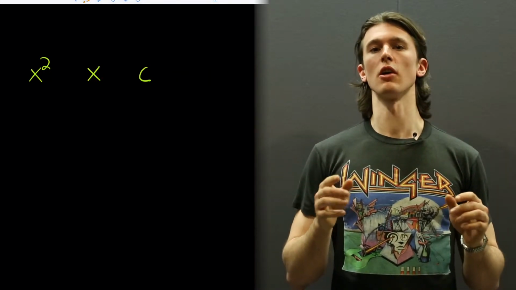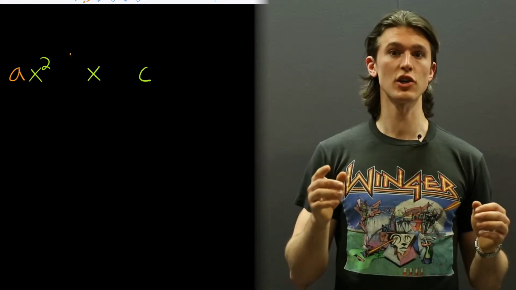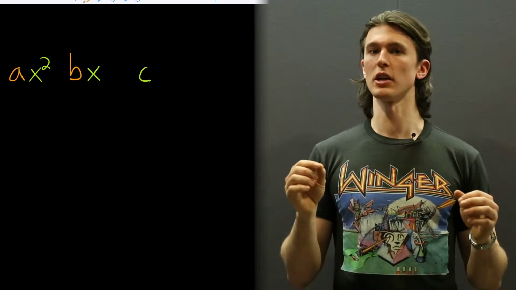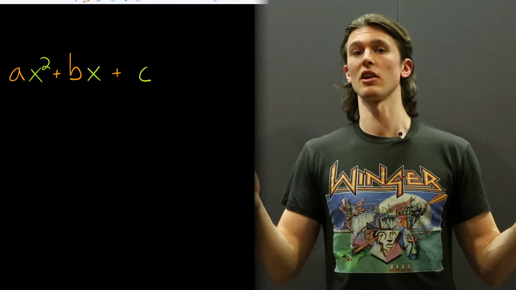The coefficient on the x squared will be labeled as a. The coefficient on the x will be labeled as b, and the constant will be labeled c, well, it's a constant, so we don't even call it a coefficient.